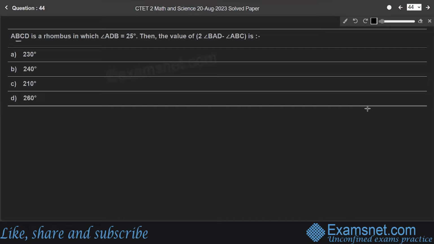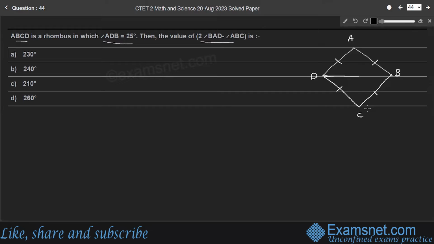Question 44. ABCD is a rhombus in which angle ADB is 25 degrees. Then find the value of 2 times angle BAD minus angle ABC. So students will consider a rhombus, in which all the sides are equal. Not all the angles, but all 4 sides of a rhombus are equal, right? So this is a rhombus in which all the sides are equal, and the rhombus is ABCD.